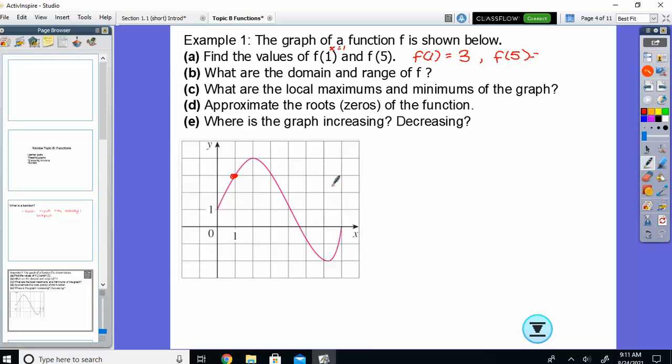Okay, f of 5. So when my x is 5, we're right here on the graph. What's my y? Negative 2/3 approximately, maybe, right? This would be like negative 1/2. So somewhere, we can't tell exactly, but this is close. Okay.